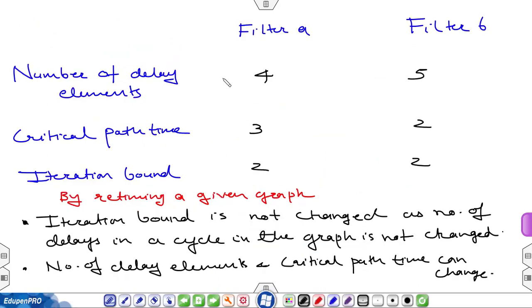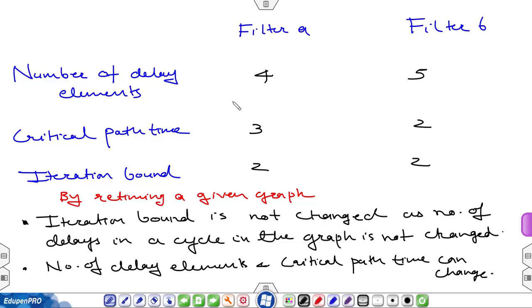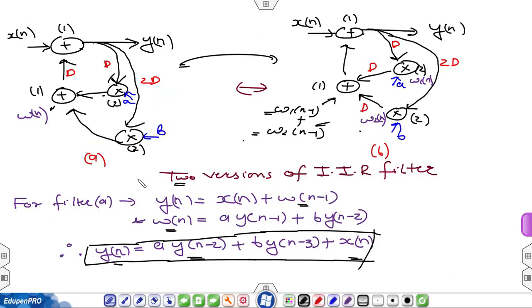Now comparing the characteristics of filter A with filter B. The total number of delay elements in filter A is 4 and in filter B is 5. The critical path time for filter A is 3 unit time and for filter B is 2 unit time. The critical path in this filter is this one, and in brackets the computation times of the elements are written. It is 2 plus 1, so 3.